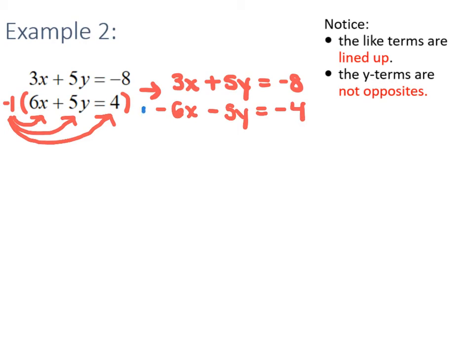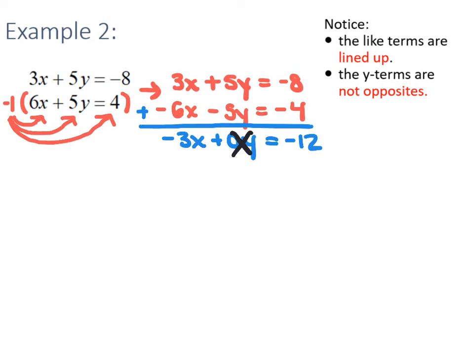Now, if I were to add the two equations together, you'll get -3x plus 0y equals -12. And again, since this is a 0, I don't even have to write it down. My equation really is -3x equals -12. Now to solve for x, I would divide both sides by -3, so you would get x equals 4. Now I can take this value of x and plug it into one of the original equations.